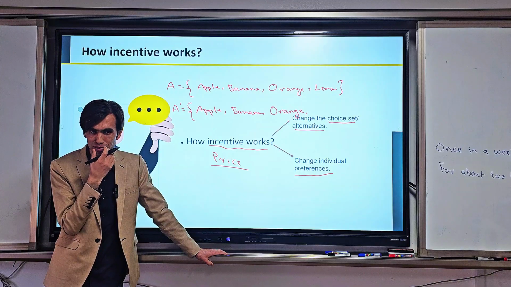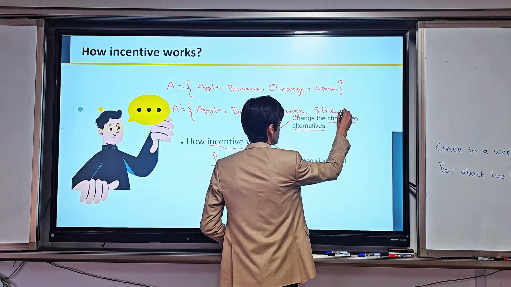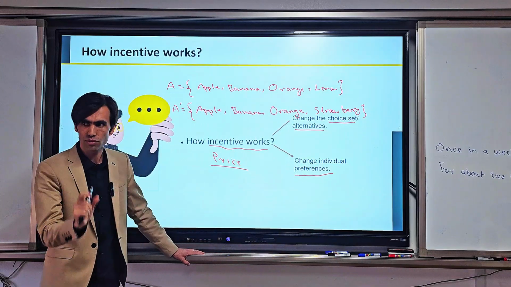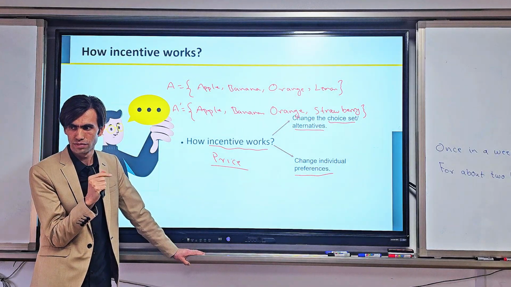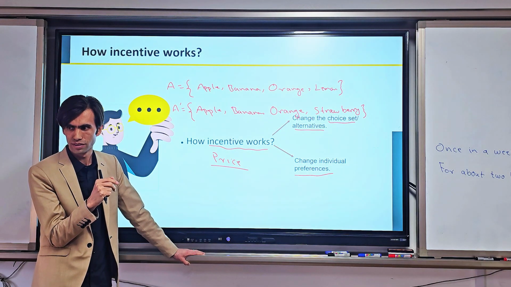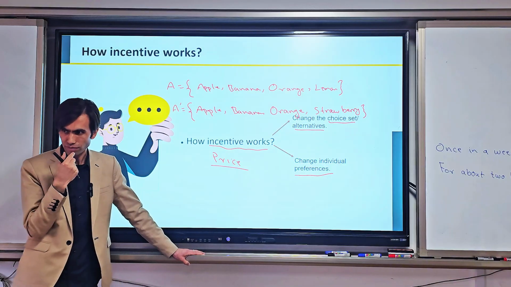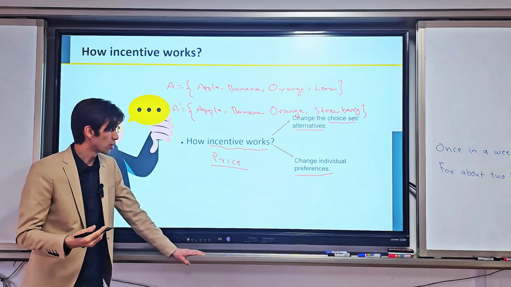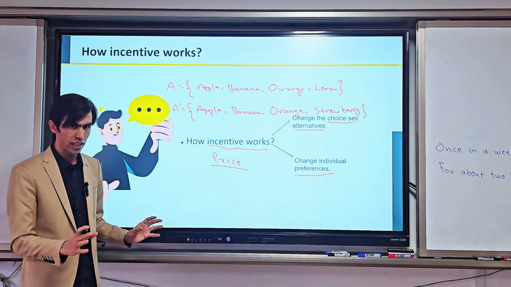What kind of fruit is cheap? Strawberry. Instead of lemon, we change our choice set to strawberry. At least one of them is changed. Instead of lemon, we can use orange because it's kind of similar, both of them are similar things. But instead of the lemon, we cannot prefer the strawberry. So it's a change in our choice set.